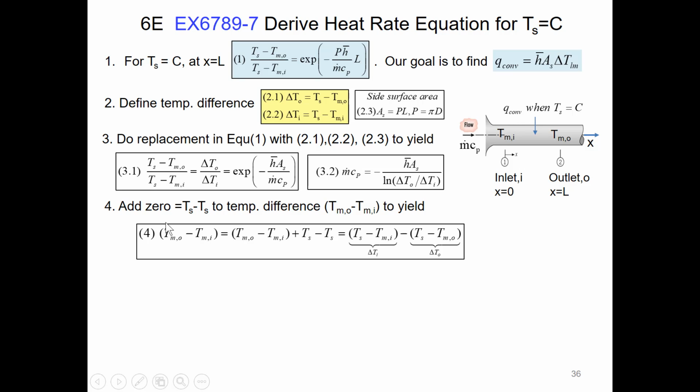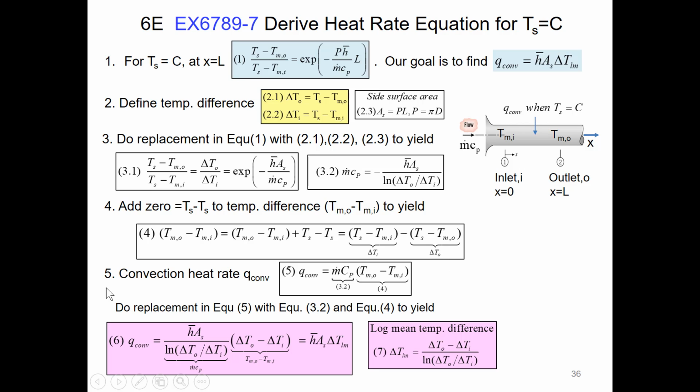4. We add 0, Ts minus Ts, into the temperature difference, then combine Ts minus Tmi, which gives delta Ti, and combine Ts and Tmo, which gives delta To. 5. We have convection heat rate equation 5, which is available at any condition.